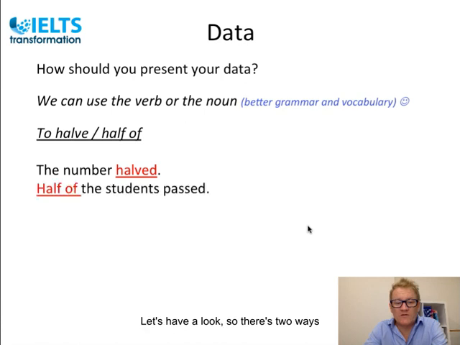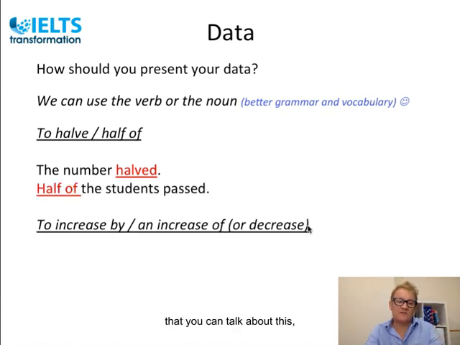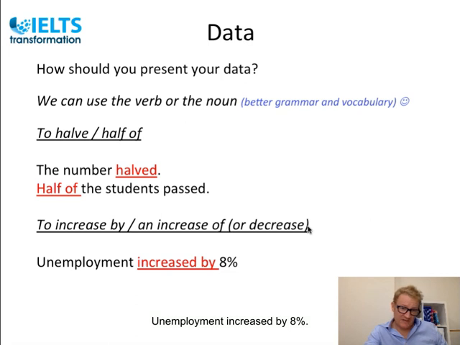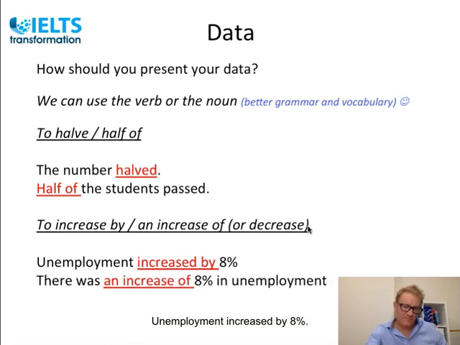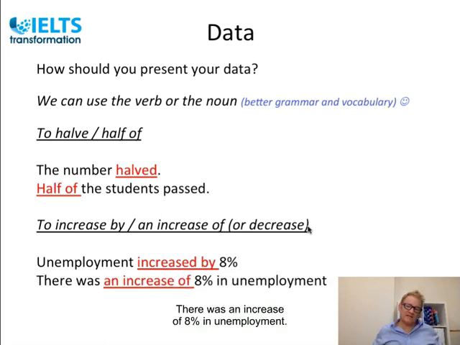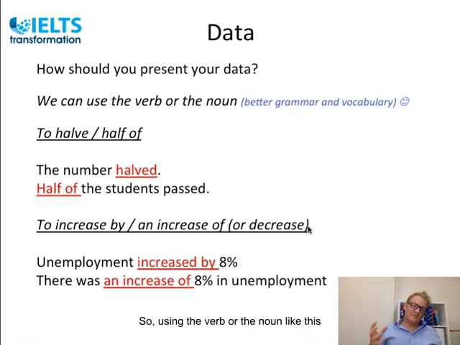Let's have a look. So there's two ways that you can talk about this. You can use it as a verb, the number halved, or you could say half of the students passed. Unemployment increased by 8%. There was an increase of 8% in unemployment. So using the verb or the noun like this gives you more grammar range.